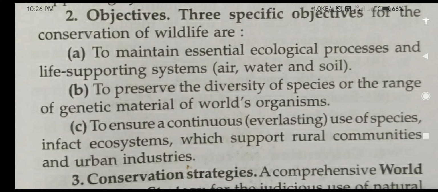And the third main objective is to ensure the continuous use of species and ecosystems which support rural communities and urban industries. In our rural areas, people are utilizing some resources from this biodiversity, and our industry runs on the raw material of the biodiversity. So these are the main objectives of the conservation of biodiversity.